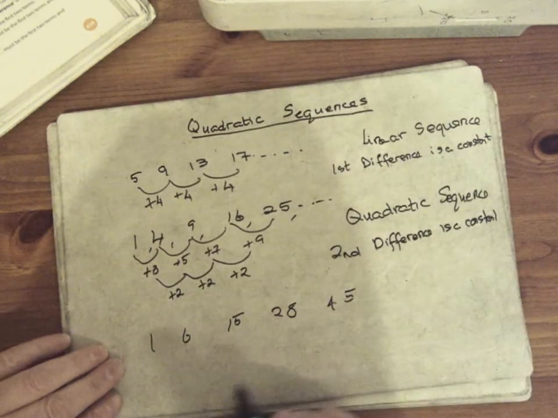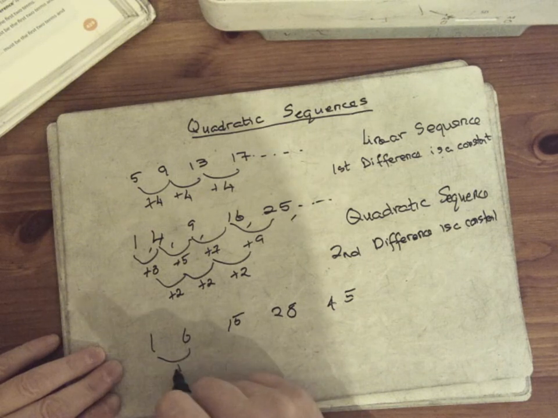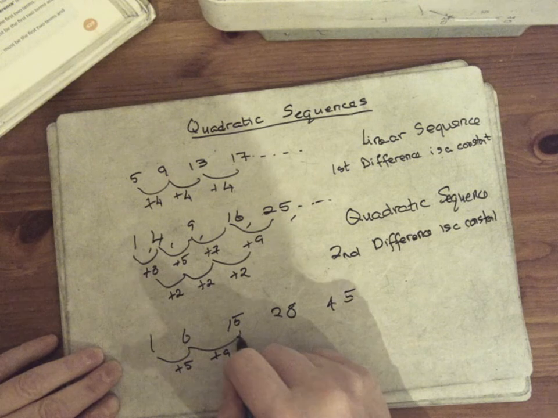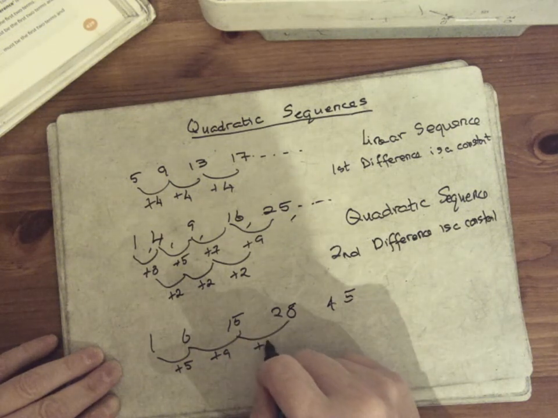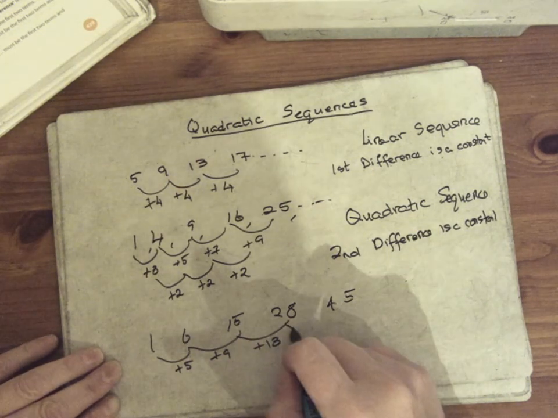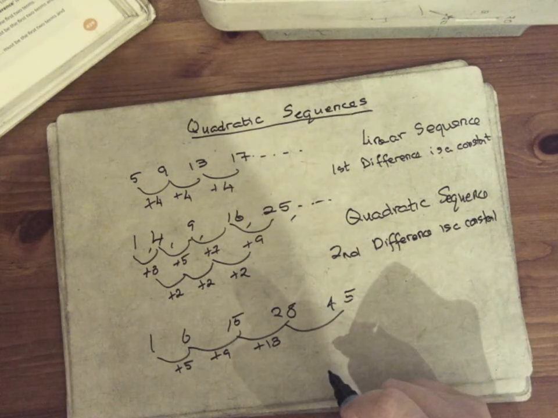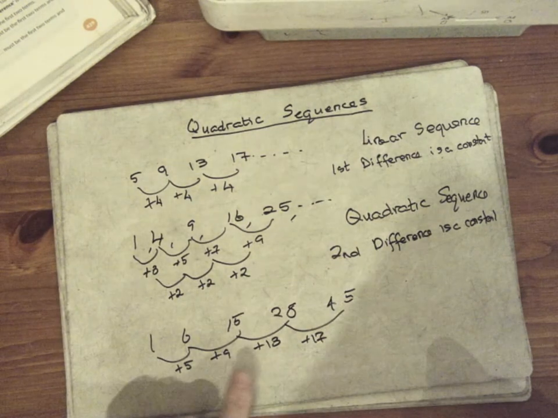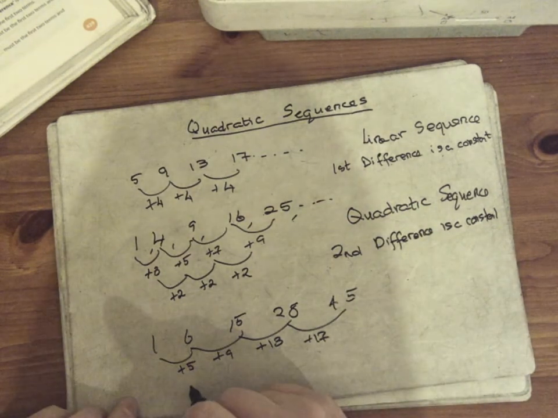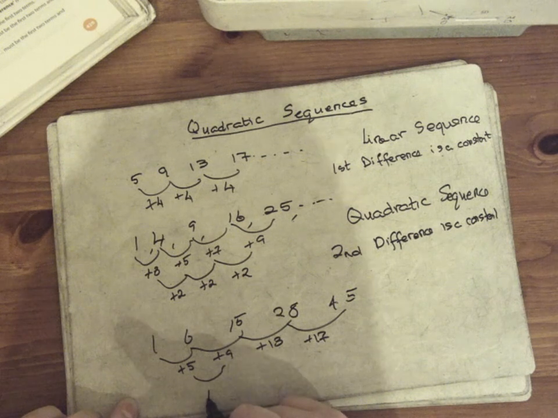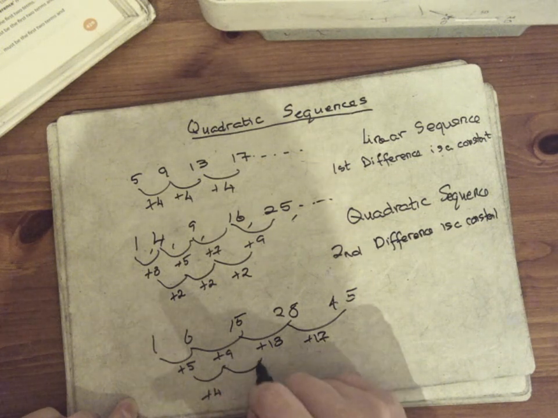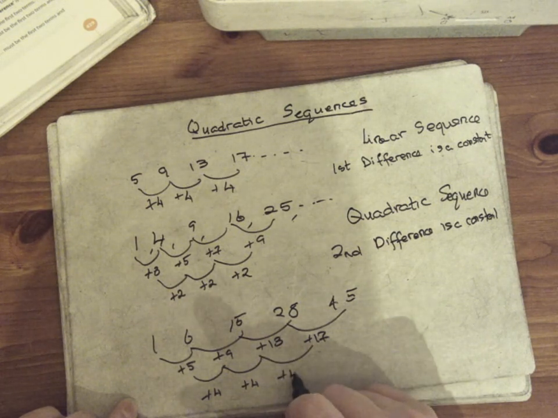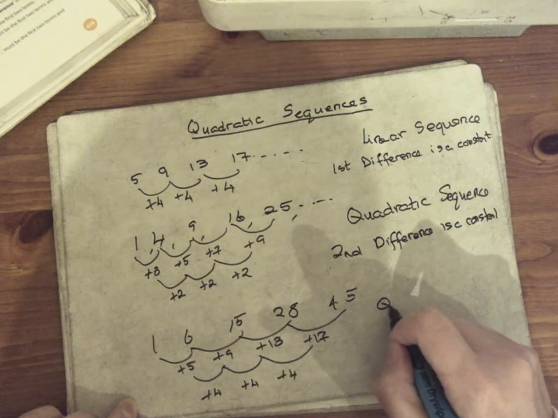Just one more example here. 1 goes to 6, you add on 5. 6 goes to 15, you add on 9. 15 goes to 28, you add on 13. 28 goes to 45, you're adding on 17. So it's definitely not linear. Then you check the second difference: 5 goes to 9, that's add on 4, 9 goes to 13, add on 4, 13 goes to 17, add on 4. So that's a quadratic sequence.